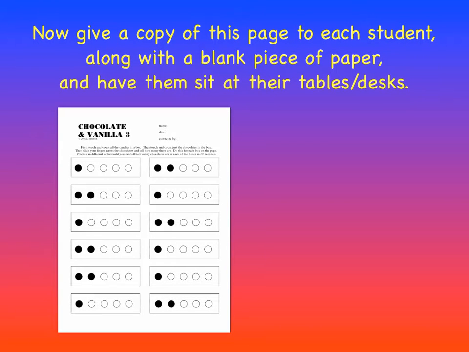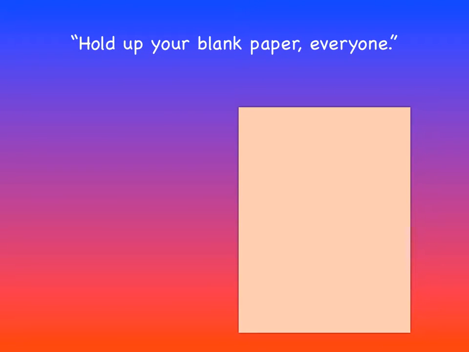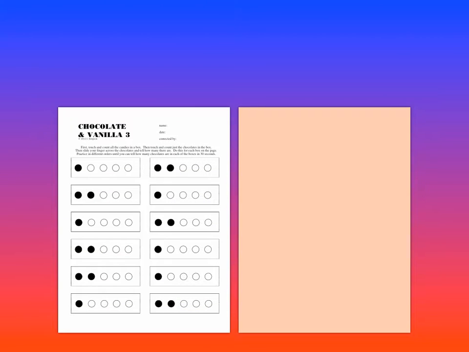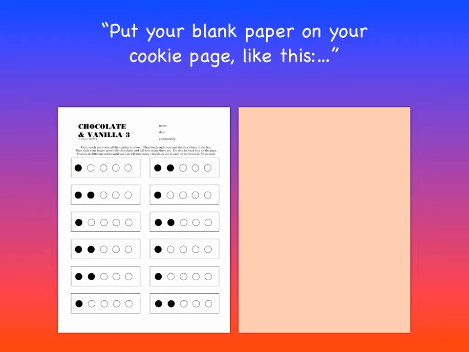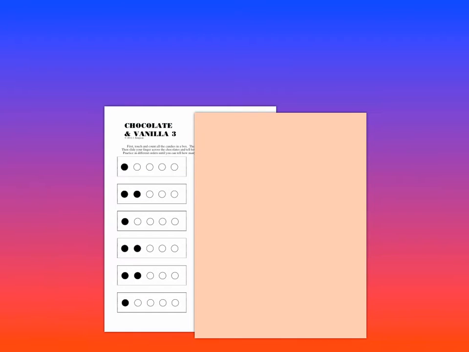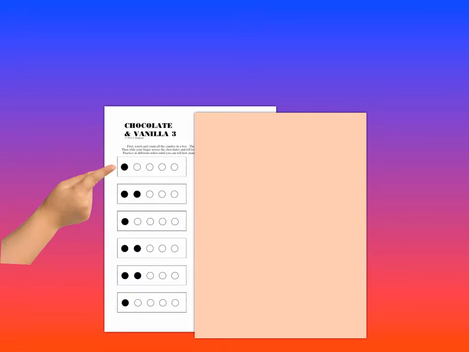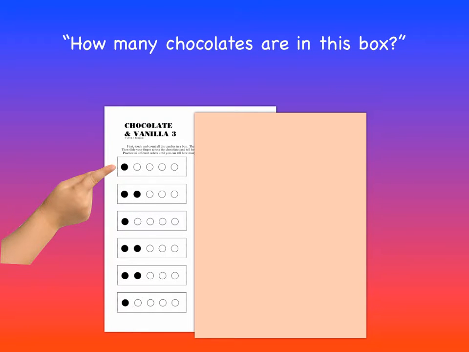Now, give a copy of this page to each student along with a blank piece of paper and have them sit at their tables or desks. Hold up your blank paper, everyone. Put your blank paper on your cookie page like this. Point to the first box on your cookie page like this. How many chocolates are in this box? 1, that's right.